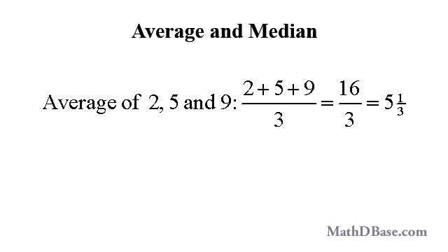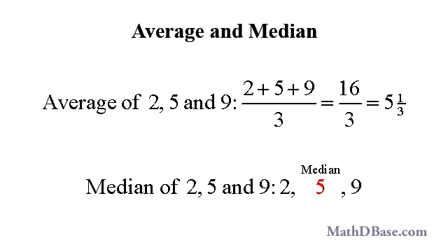To find the average of a group of numbers, find their sum, then divide by the number of numbers in the group. For example, if you have 2, 5, and 9, the average of these three numbers is their sum, 2 plus 5 plus 9, or 16, divided by the number of numbers, which is 3. So 16 divided by 3, or 5 1/3, is their average.